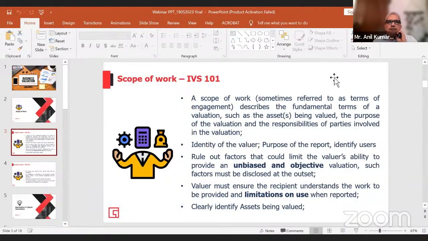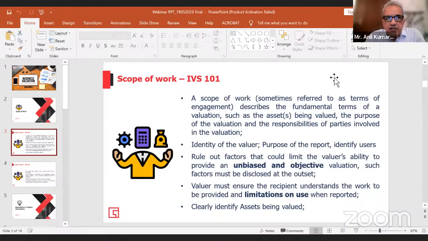So very often a client approaches a valuer and doesn't clearly indicate the purpose of valuation, and that is not acceptable in IVS. I mean, the purpose of the valuation which is put down in the report is what needs to be understood and clearly agreed between the valuer and the client, right?